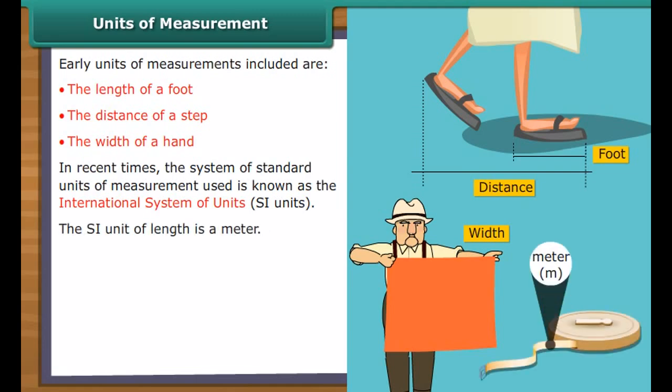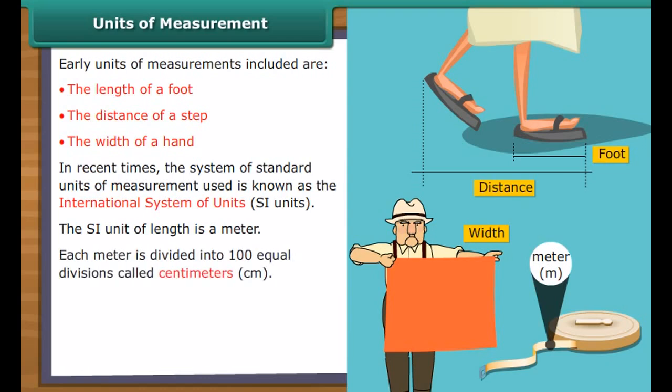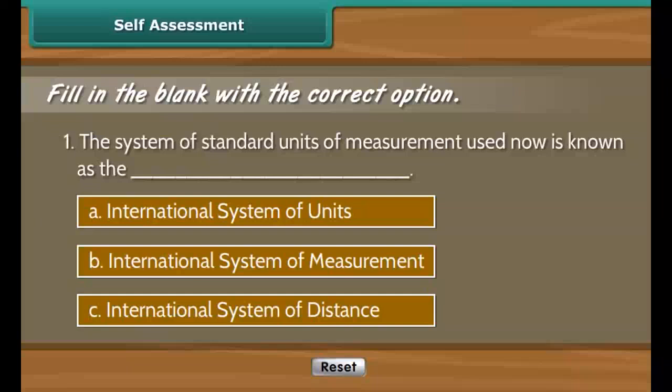The SI unit of length is a meter. Each meter is divided into 100 equal divisions. These are called centimeters or cm. Each centimeter has 10 equal divisions. These divisions are called millimeters or mm. To measure distances, we use a term called kilometers or km.